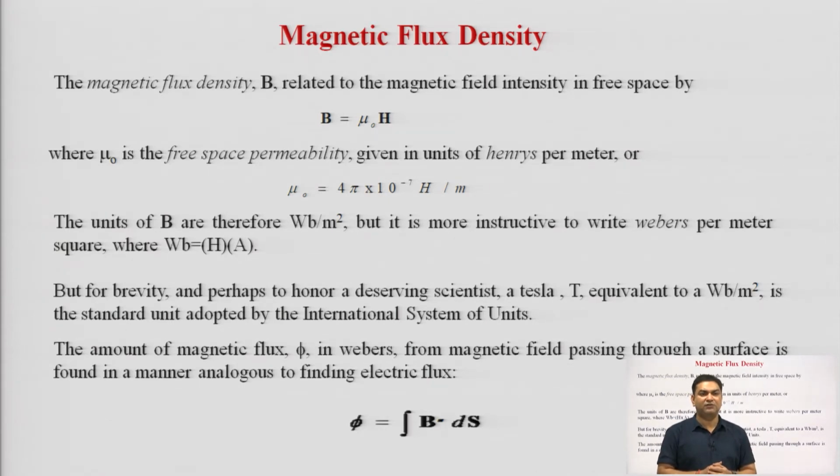The value of mu naught is very important and you must remember that it is equal to 4 pi into 10 to the power minus 7 Henry per meter. The different units of B, H or mu are also important, because from the mathematical notations you can derive the units of any particular parameter. The unit of B is Webers per meter square, where Weber is equal to Henry Ampere. It is also important to understand the relationship between Webers and Henry.